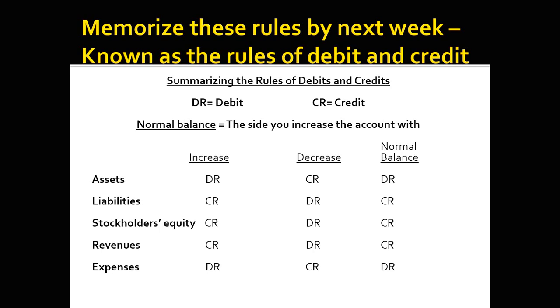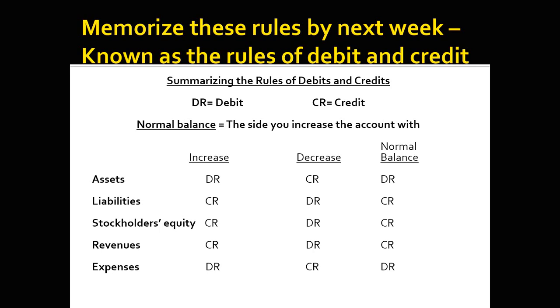And let's look at some similarities, even though they're completely different. Assets and expenses are the same exact way. So watch, whenever you increase any asset or any expense, you will debit. The normal balance is a debit. Whenever you decrease assets or expenses, you will credit.